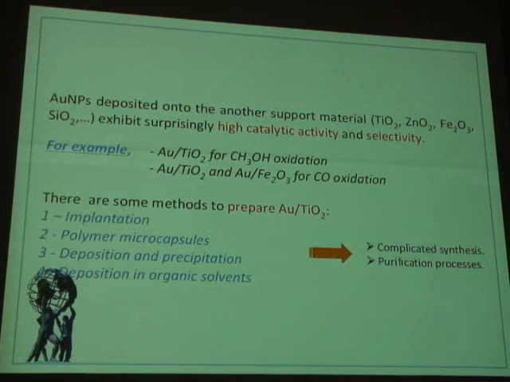Besides the application in medical, gold nanoparticle has high application in catalyst because they have high activity and selectivity, especially for the cover over the support material, for example, titanium, zirconia, or iron oxide. There are some ways to prepare the gold nanoparticle cover titanium.